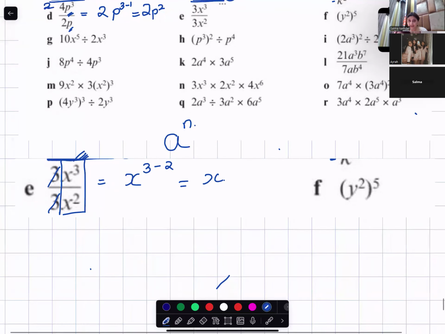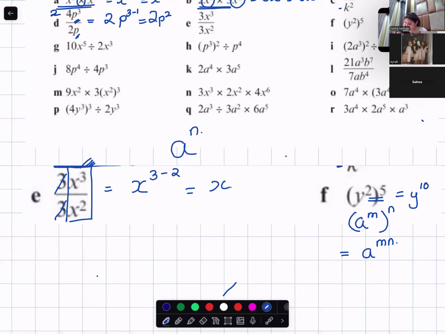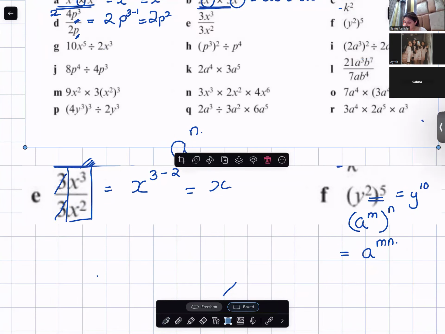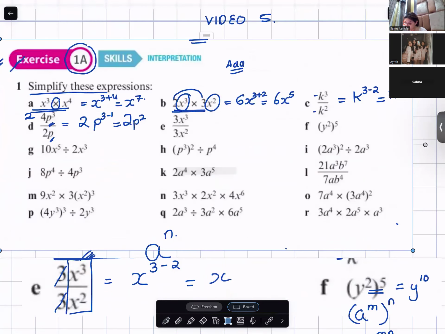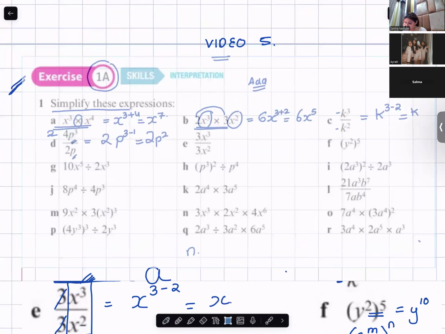For the next one, the F1, this is in the form of a raised to m, the whole raised to n. So this becomes a raised to mn. So this will be multiplied. So this will become y raised to 2 into 5 is 10. So this becomes y raised to 10. Let's go to the G1. You can try yourself. G, H, and I.